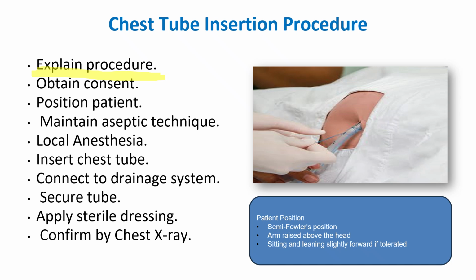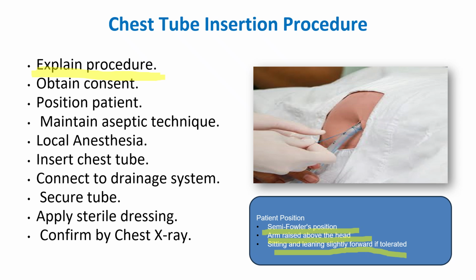Next is obtaining consent. This will be done by the surgeon or the intensivist or the doctor. So we have to ensure whether the consent is taken or not. In order to prevent legal issues, we have to ensure it. Then position the patient. Usually what position do we have to keep? We have to keep the patient in a semi-forward position with arm raised above the head, or sitting or leaning forward position if tolerated. What for do we give this position? For maximum lung expansion and easy visibility of the location.